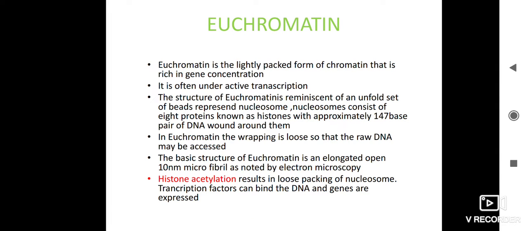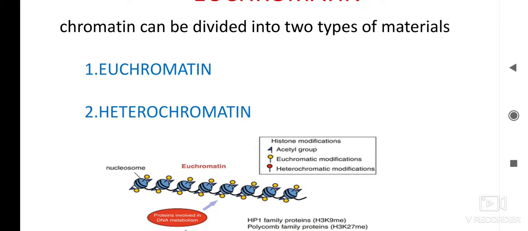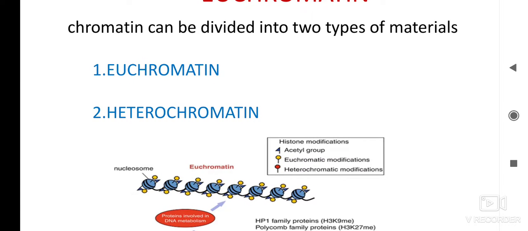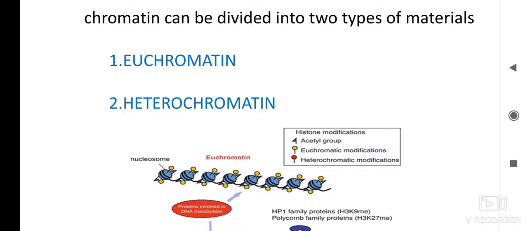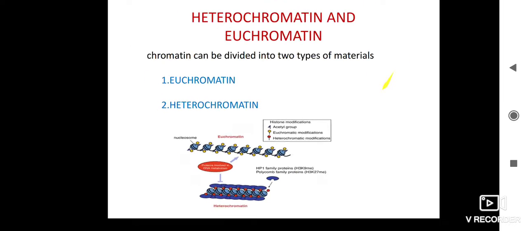First, euchromatin. Euchromatin is a lightly packed form of chromatin that is rich in gene concentration. It is the euchromatin. It is a bead-like structure. It is lightly or loosely packed chromatin.